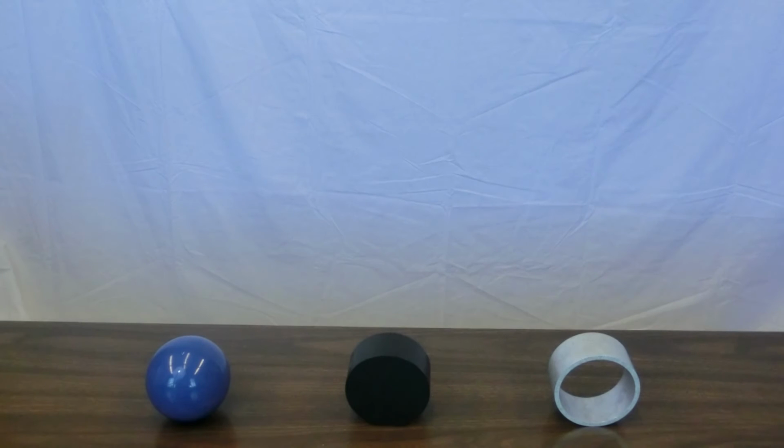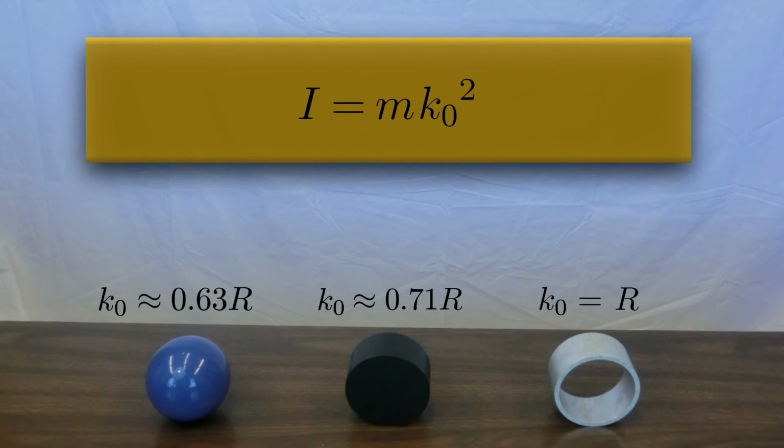Now that we've seen the results, we should be able to form an explanation for what happened. A convenient notion for this is that of the radius of gyration, or k0. As k0 increases, so too does an object's moment of inertia. You can see the radius of gyration for each shape on screen now.